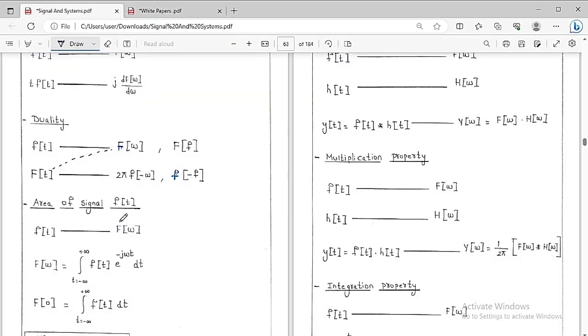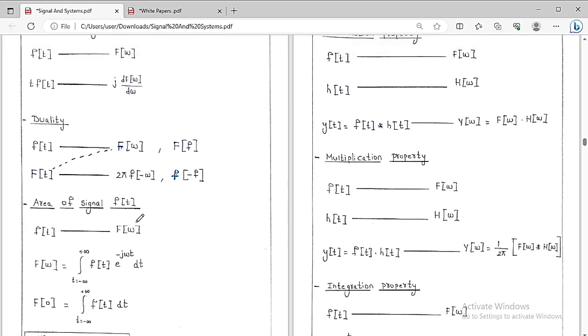Now, the area of the signal f of t. Previously we learned how to figure out the area under F of omega. But now we have to find the area of the signal f of t, meaning the area under the signal f of t. So what do we have to do? For f of t, if the Fourier transform is F of omega, then you know the basic formula: F of omega is equal to the integration from t equals minus infinity to plus infinity of f of t into e to the power of minus j omega t dt.